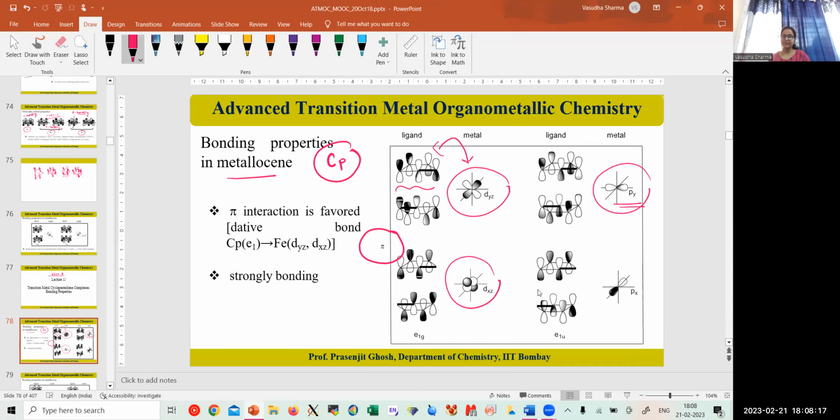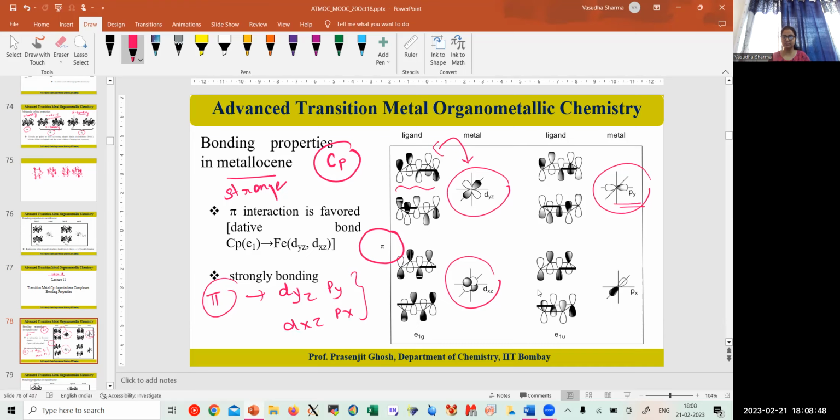Similarly, if we have these kinds of E1g symmetry and E1u symmetry, they will combine with dxz and px. So from here, we got to know for the pi bonding what orbitals are involved. They are dyz, py, and dxz, px. These are the orbitals that are involved to have an interaction from ligand to metal. This is an interaction from ligand to metal.